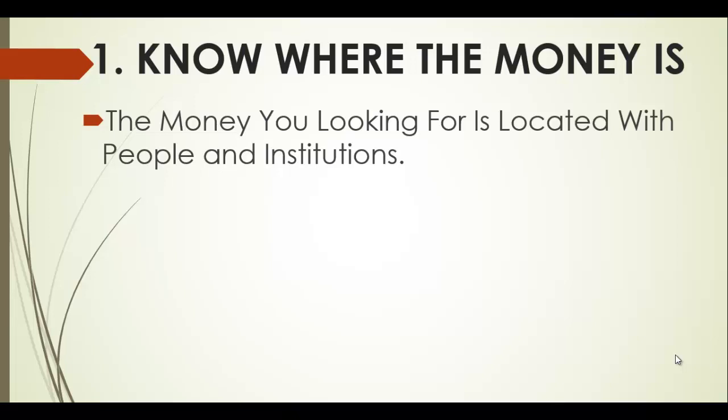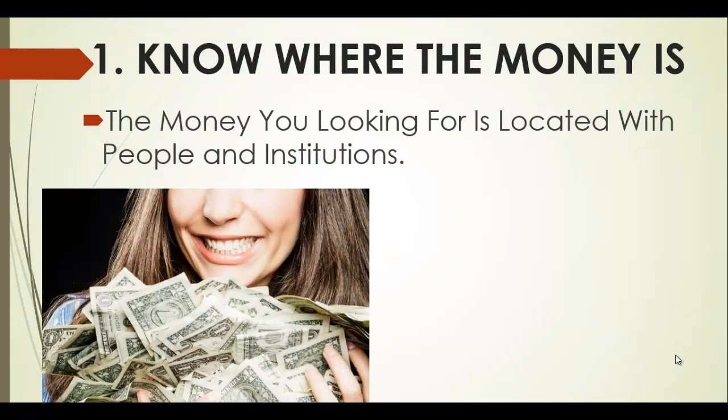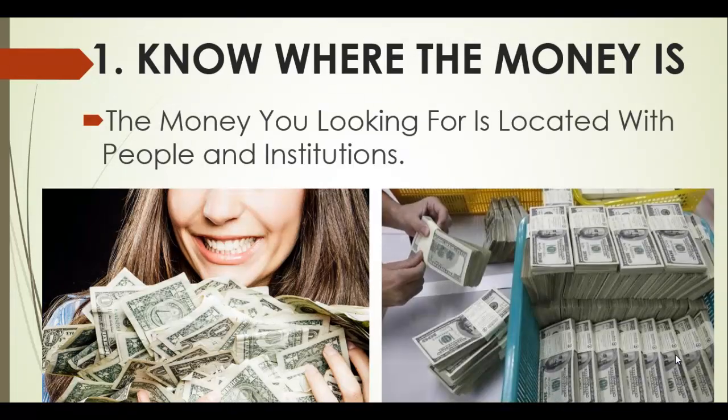And in order for you to get access to that, you must contact the person who has it, and then you must create value for the person or the institution to release part of the money to you. So the money is in the hands of individuals or is in the custody of institutions. That is the first step in the blueprint.